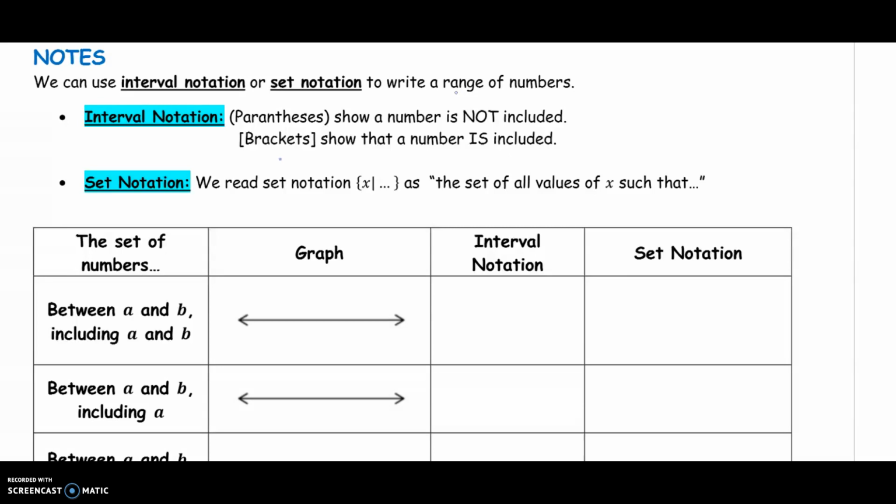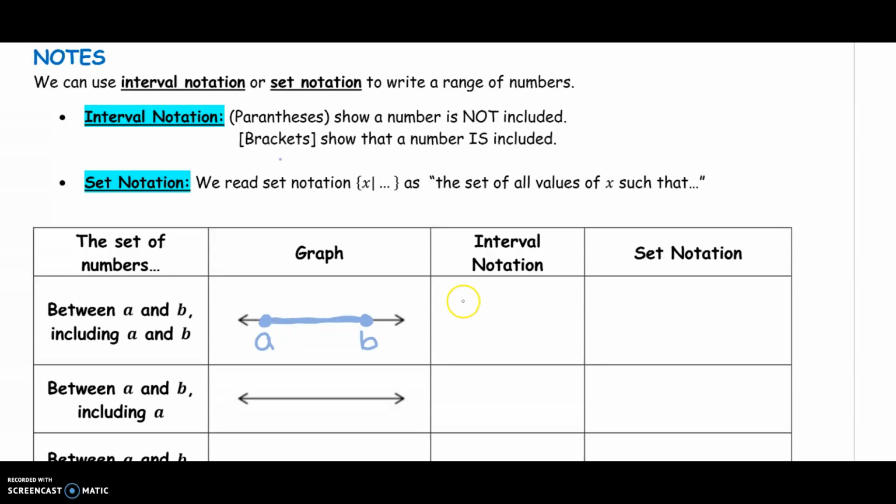Okay, so we're going to start with the example. The set of numbers between A and B, including A and B. So on a graph, what this means is we're talking about all of the numbers in between A and B. So I'm going to shade those in. A and B are both my endpoints, and notice that I put closed circles where A and B are because I'm including A and B in my range of numbers.